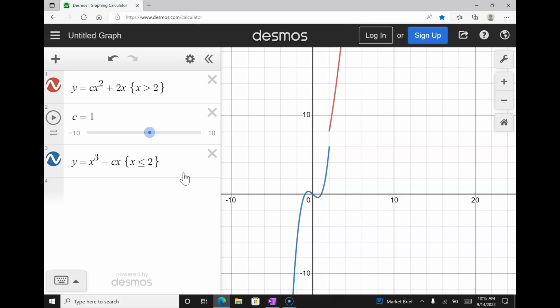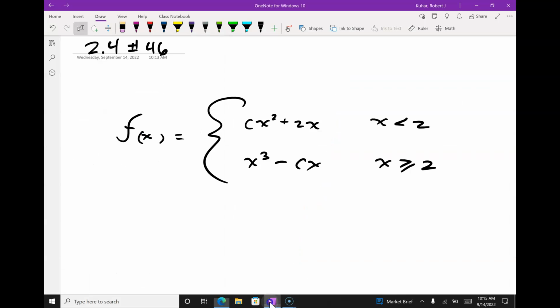What do I want to happen? I want them to connect. So I've got to find the value of c. It's nice to have the slider here, to see if I can get them to connect at all. It looks like it's almost connecting there, and it looks like it will work, right? So we just have to find the right value of c. So here we go.